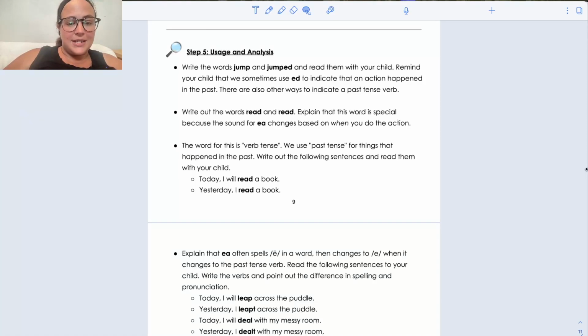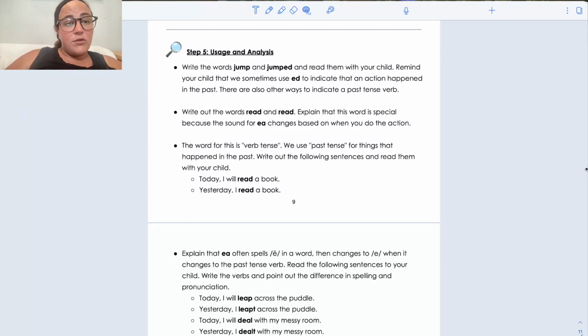You'll read the following sentences to your child, and you'll write out the verbs and point out the difference in spelling and pronunciation. Today I will leap across a puddle. Yesterday I leapt across a puddle. You'll write leap and leapt and point out how that EA changes its sound. Today I will deal with my messy room, and yesterday I dealt with my messy room. Again, you'll point out how the EA changes its sound.